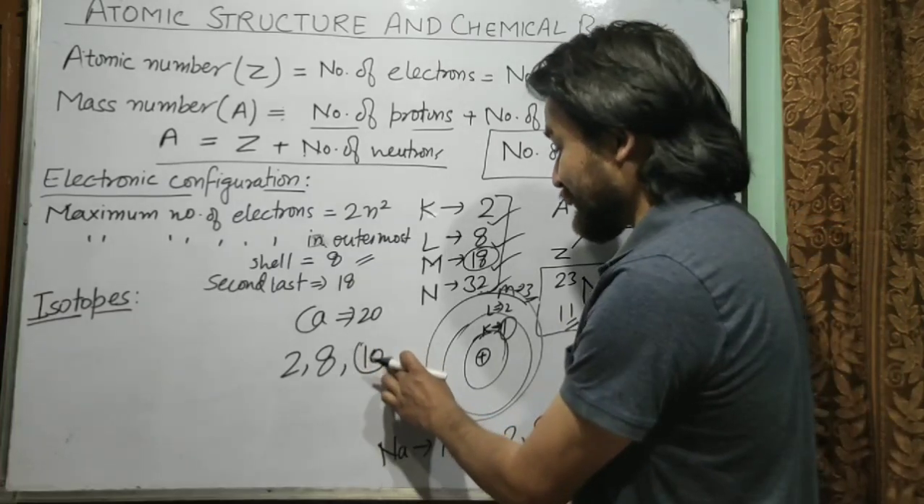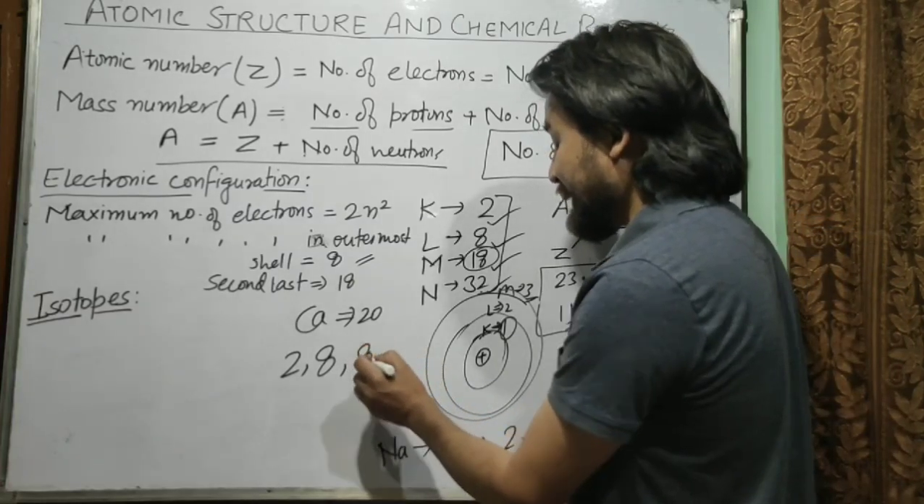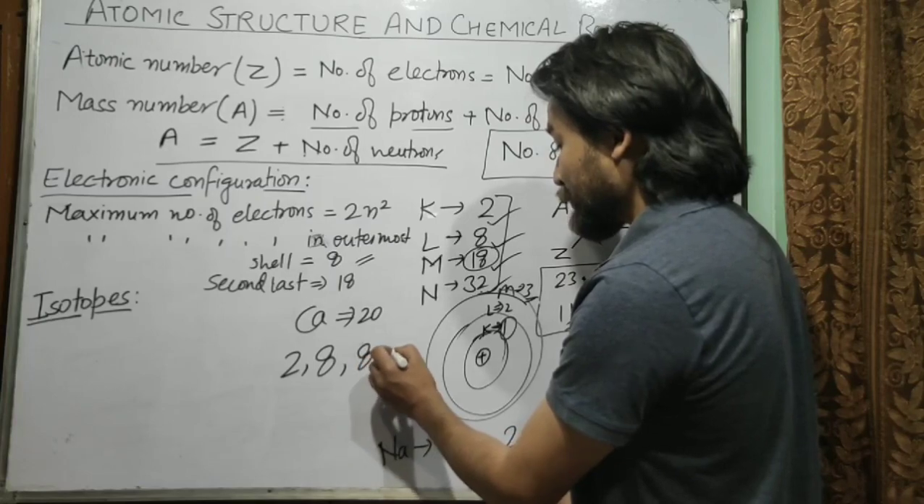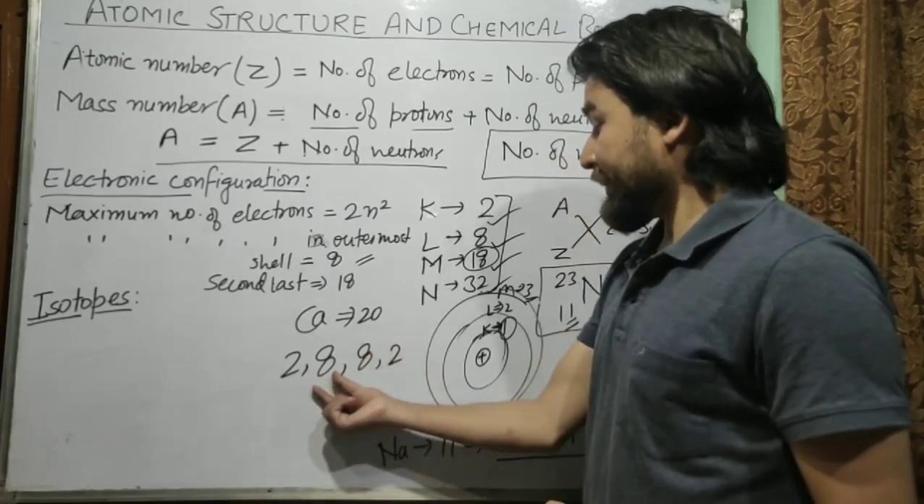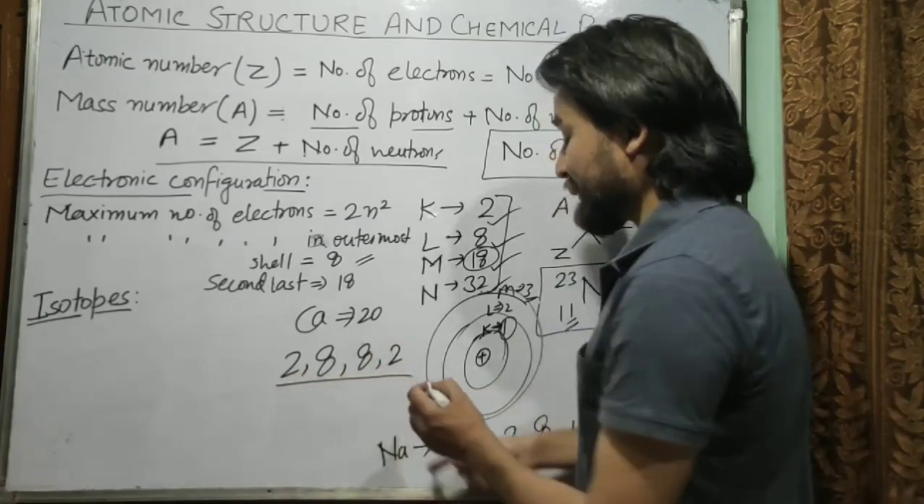So what will be the electronic configuration? That will be 8, 2. So 2, 8, 8, 2, that is for calcium.